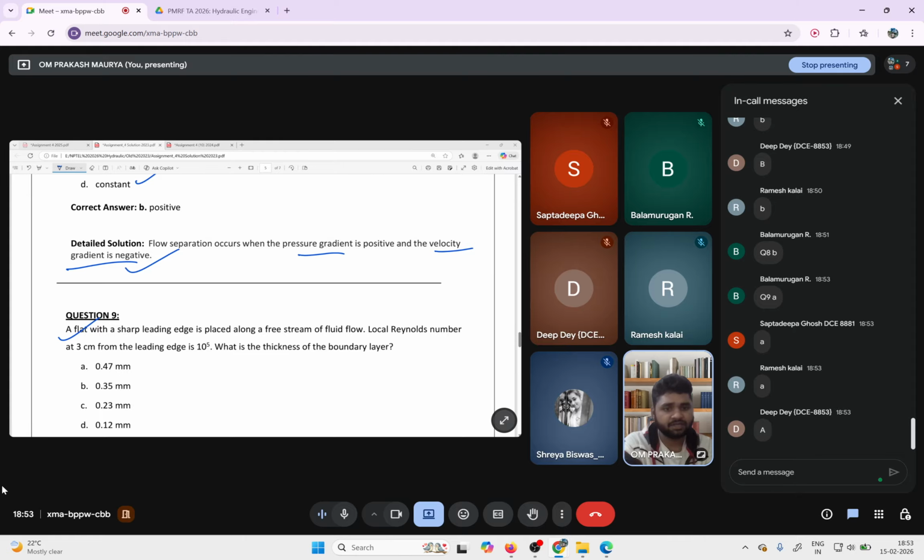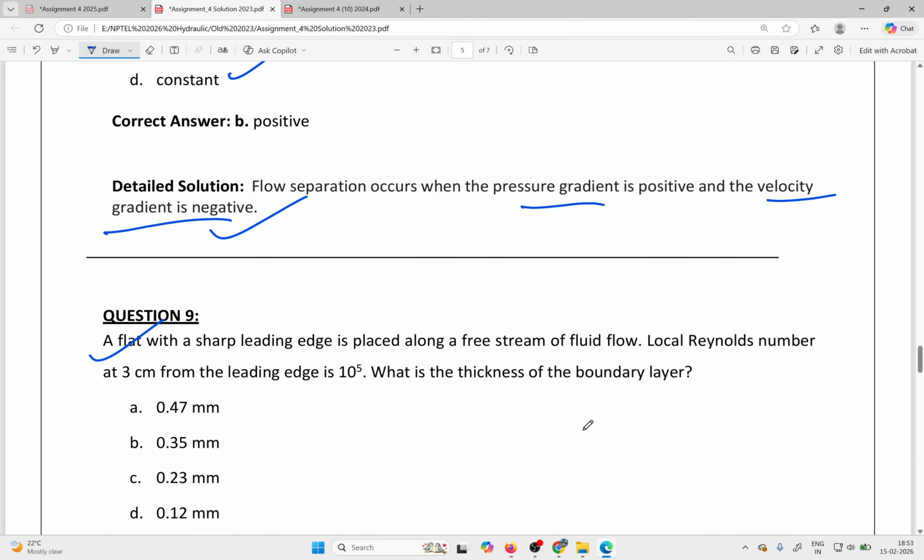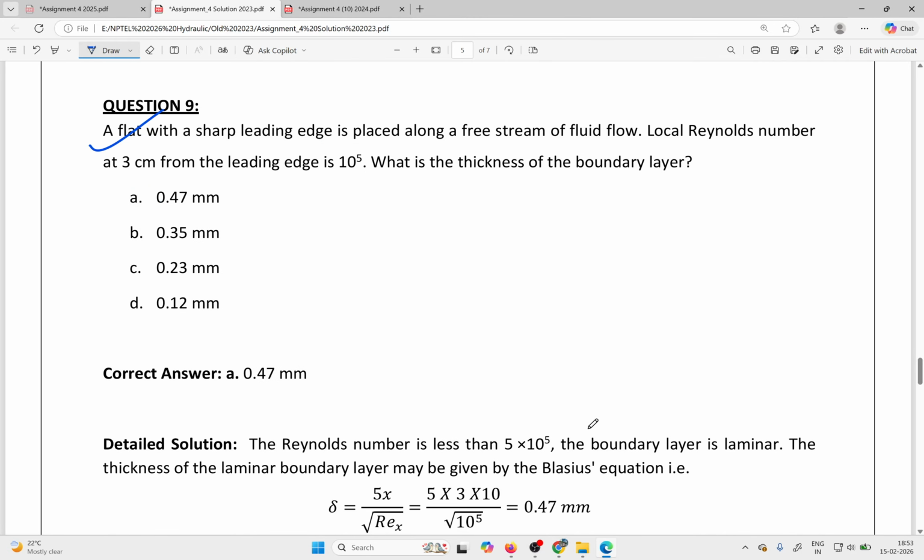Okay, Deep is telling A option, Ramesh is telling, okay, everyone is telling the A option. Might be A option will be correct. Let me just check. Yes, A option is correct.